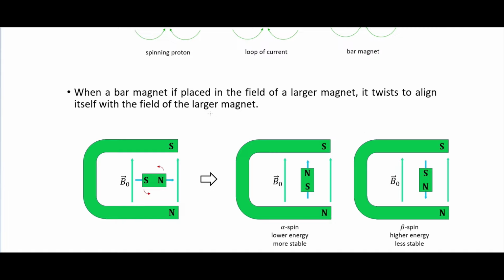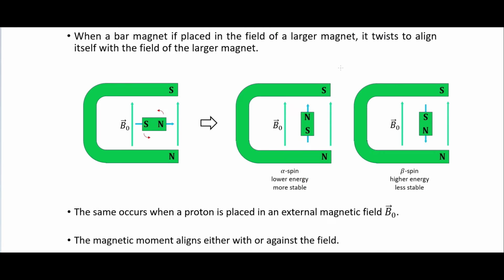And so when a bar magnet is placed in the field of a larger magnet, it will twist to align itself with the field of the larger magnet. And so we see right here, we turn on this magnetic field and this bar magnet will twist. And most of them will twist to get what's called the alpha spin, which is lower energy and more stable. But with quantum mechanics, we can get a beta spin, which is actually aligned against the magnetic field. And so that has a higher energy and is less stable.